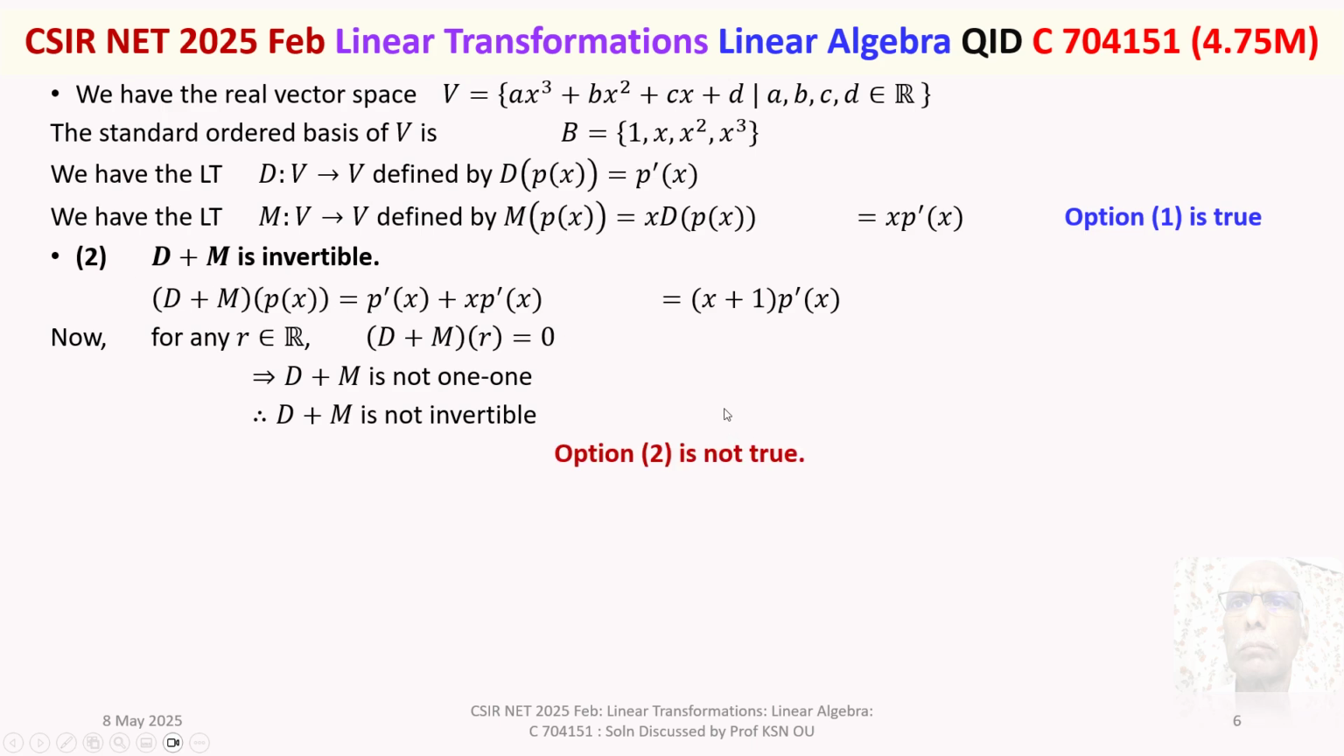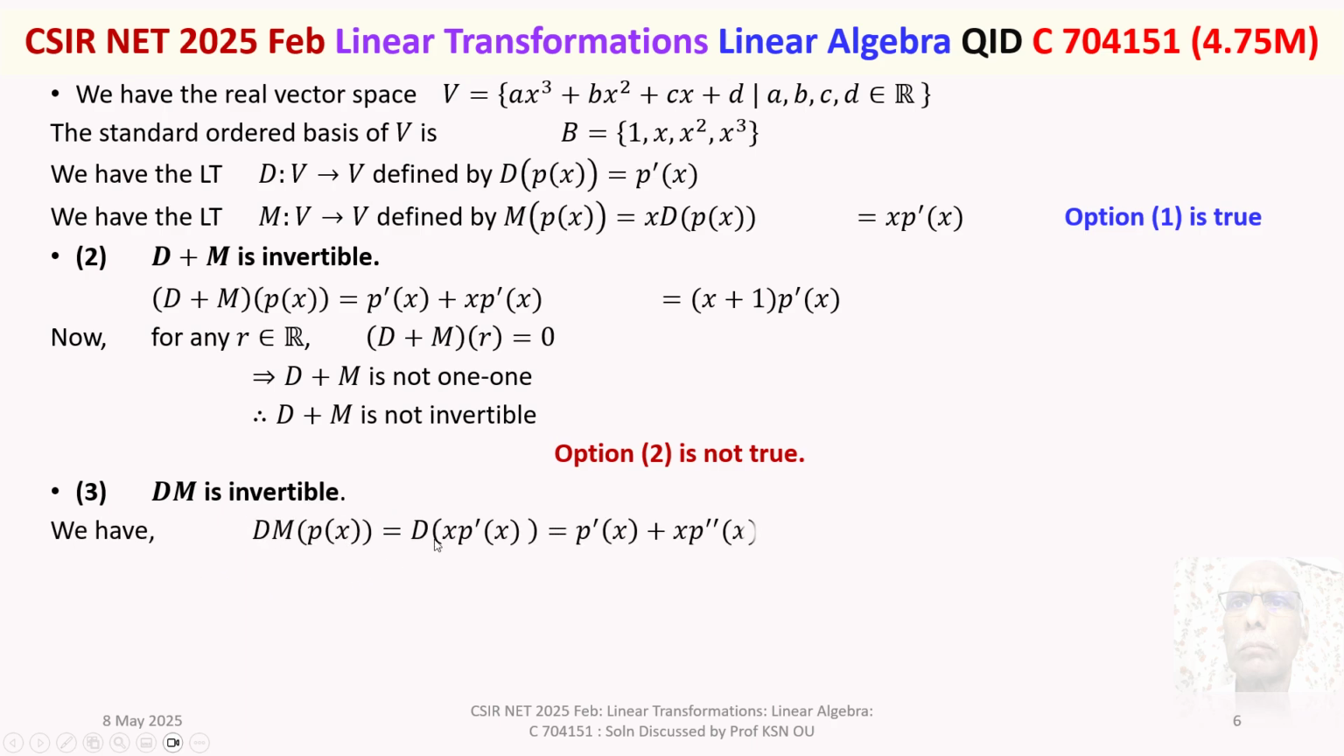Right. So, now option 3. Is DM invertible? That is the question. Now, DM operating on p of x, that is D operating on M of p of x. M of p of x is x times p prime x.